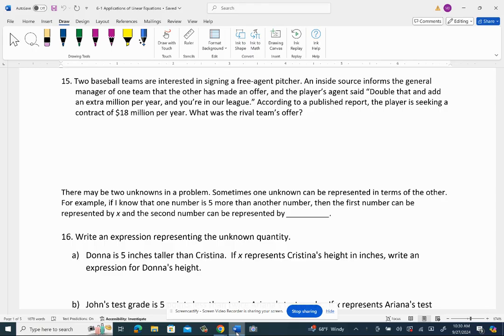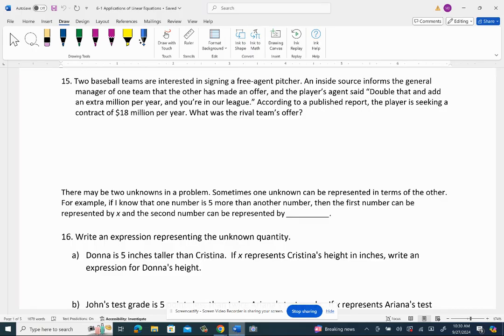So we had these two baseball teams interested in signing a pitcher, right? One team has already made an offer. And then the agent was communicating to the other team and told them that they needed to double that offer and add an extra $1 million per year, and then the team would be presenting an offer that they were interested in. Okay, the player is seeking a contract of $18 million per year. So we want to find out what was that first team's offer.